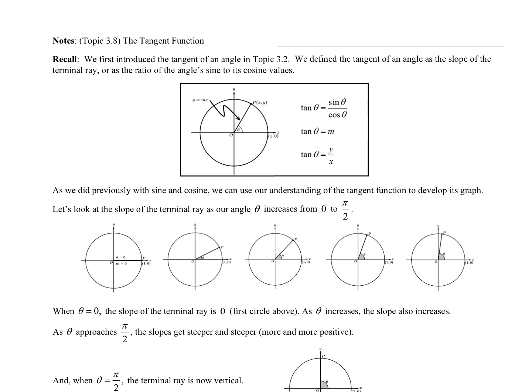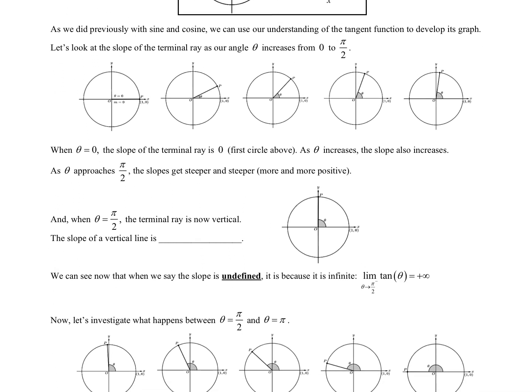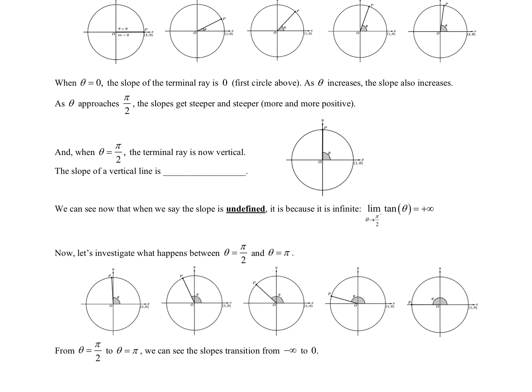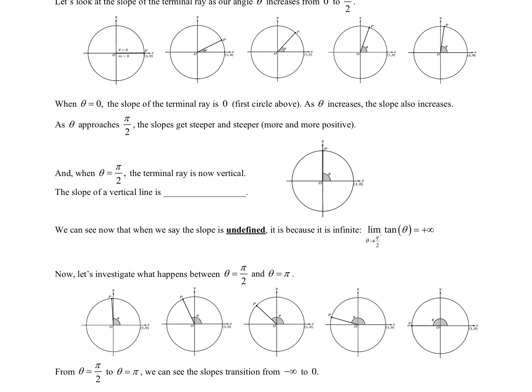Let's keep going, Aiden. You're doing great. When theta equals 0, the slope of the terminal ray is 0. As theta increases, the slope increases as theta approaches pi over 2. The slope gets steeper and steeper. When theta equals pi over 2, the terminal ray is now vertical. What's the slope of the vertical line? It is undefined. We can see now that when we say the slope is undefined, it is because it is infinite.